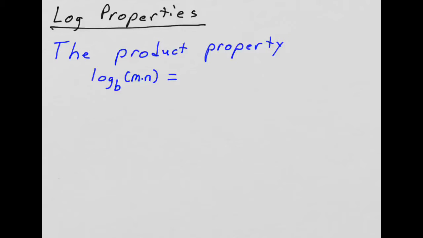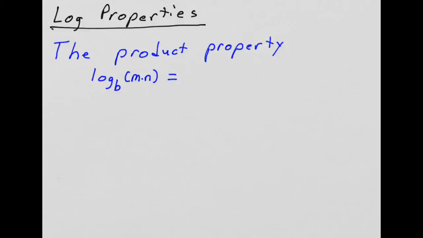This is the video covering properties of logs, and there's three of them that we're going to look at: the product property, the quotient property, and the power property. And these are related to exponents, since a log is basically an exponent. So just like in dealing with exponents, if we're multiplying powers, we add our exponents.